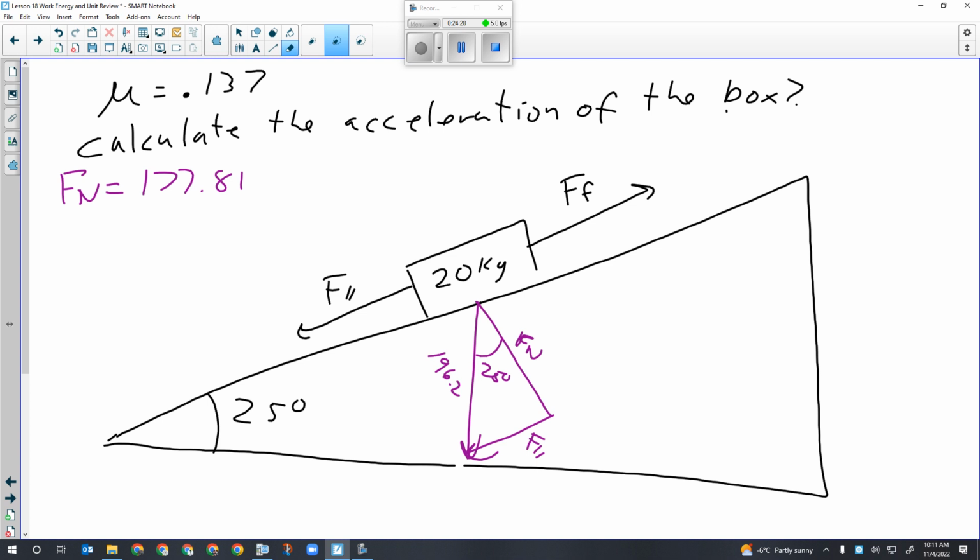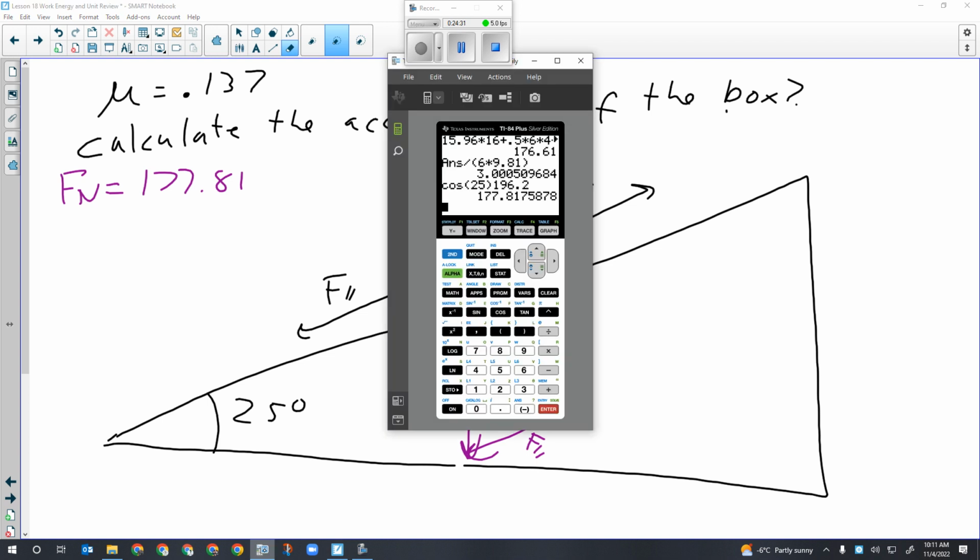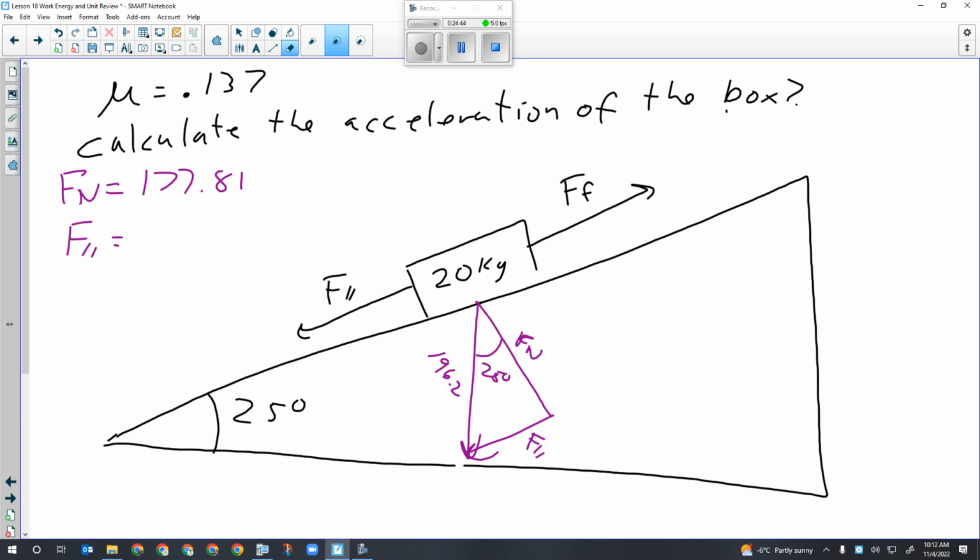And then we got to calculate F parallel. So that'll be the sine of 25 times 196.2. And that's 82.92 newtons. All right, so now that we've got those things, now we can start heading towards getting all the stuff we need. So this is going to be 82.92. I got to calculate the force of friction. So that'll be mu times the normal force. Okay, and that was 0.137.